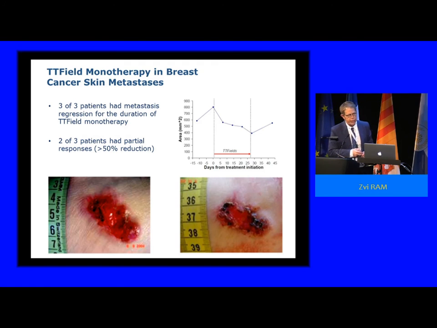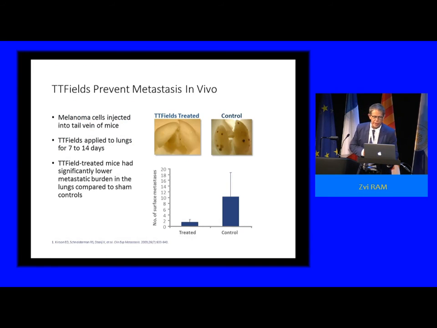Another patient was with skin metastasis from breast cancer, and here you can see the lesion before electrodes were placed or electrical fields were applied, and a short time after that you can see shrinkage of the lesion, volume and size getting smaller over time.